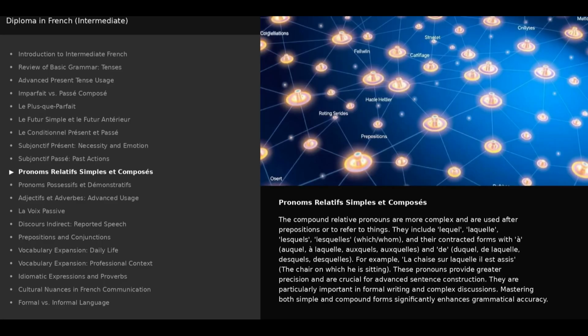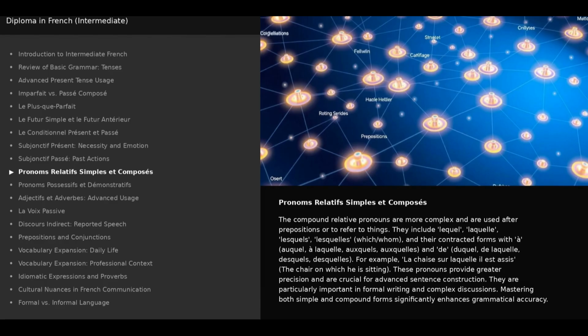The compound relative pronouns are more complex and are used after prepositions or to refer to things. They include lequel, laquelle, lesquels, lesquelles, which, whom, and their contracted forms with à, auquel, à laquelle, auxquels, and de, duquel, de laquelle, desquels. For example, la chaise sur laquelle il est assis, the chair on which he is sitting.